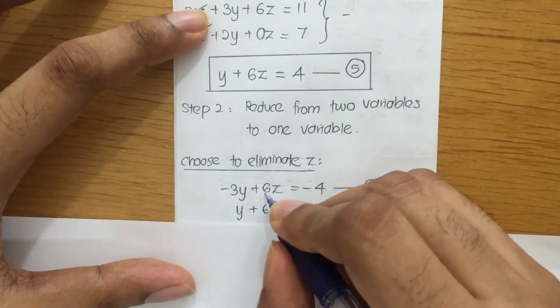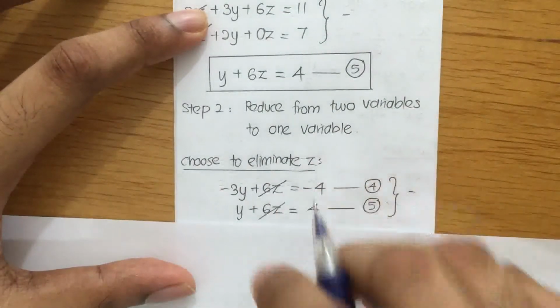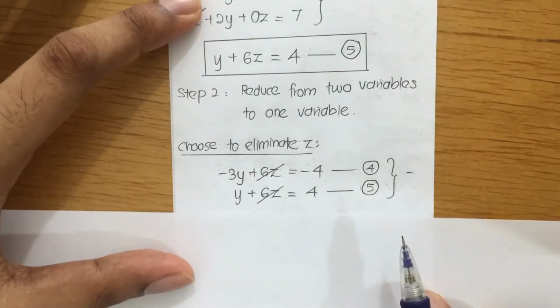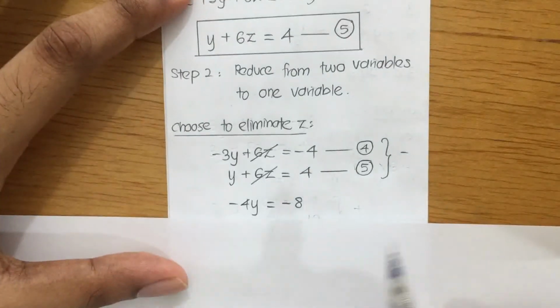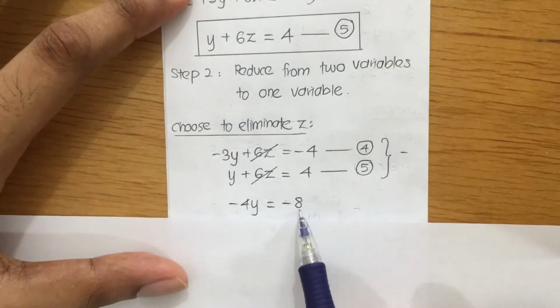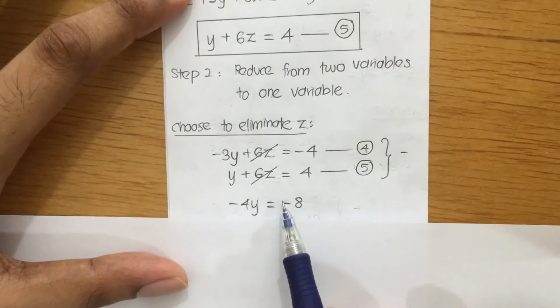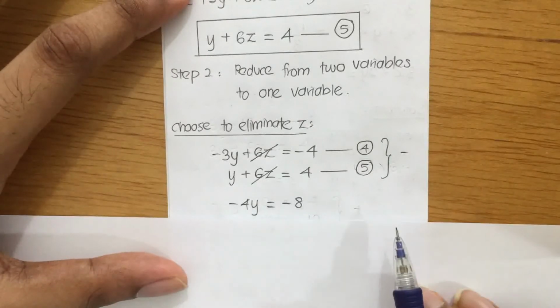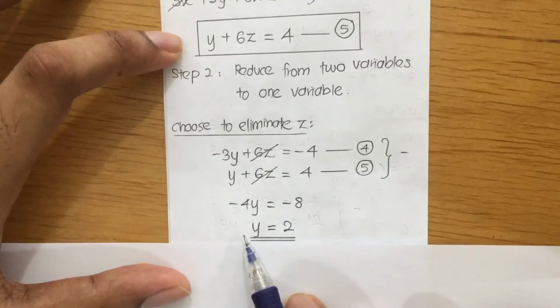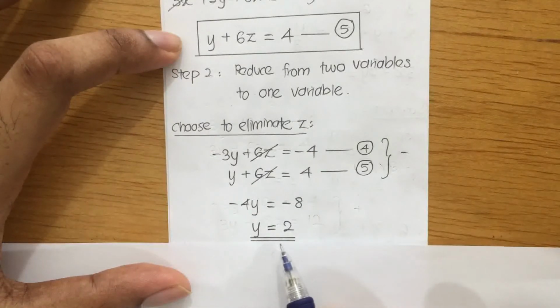So you cancel this out. Negative 3y minus y, you should get negative 4y. Negative 4 minus 4, you should get negative 8. So to get y, you divide negative 8 with negative 4, and you should get your answer is 2. So this is your first answer, guys, we got from here.